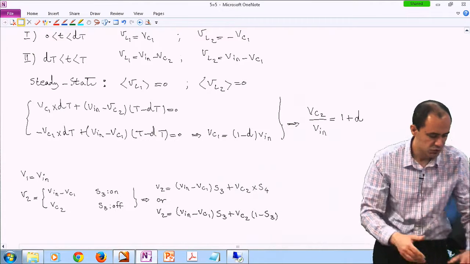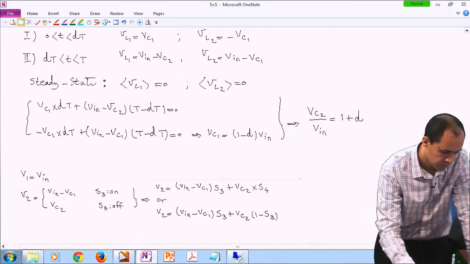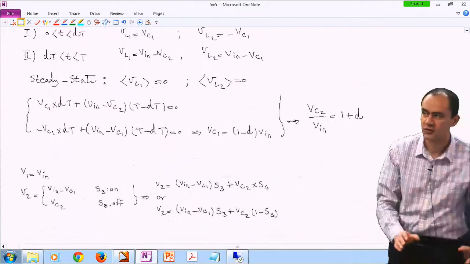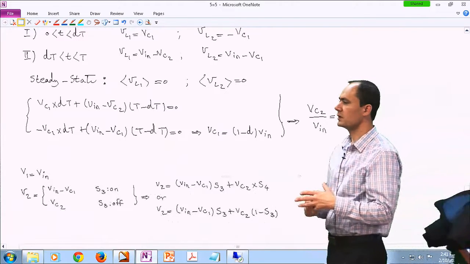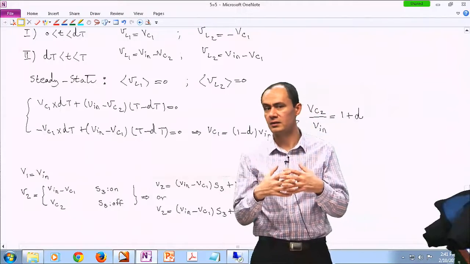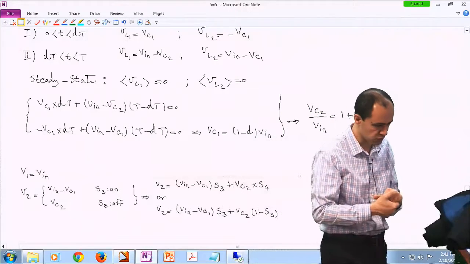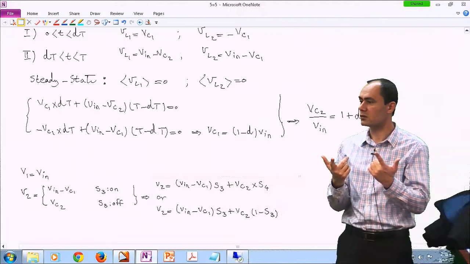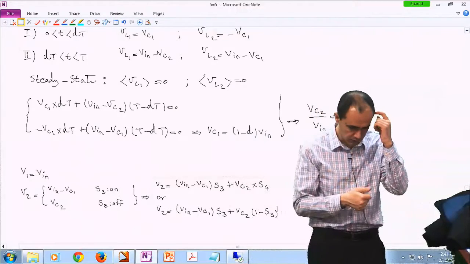I mean, here I'm assuming that S3 is one of the active switches. So if S4 appears, S4 is complementing S3. So I'm just trying to get rid of S4 and replace it with something that is dependent on S3, which is 1 minus S3. So remember, S3 and S4 are complementing each other. So S3 plus S4 is always 1, and one of them is the opposite of the other.